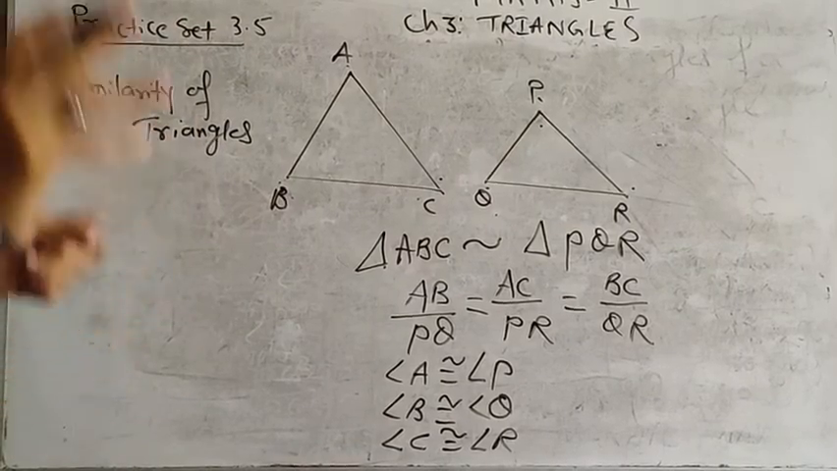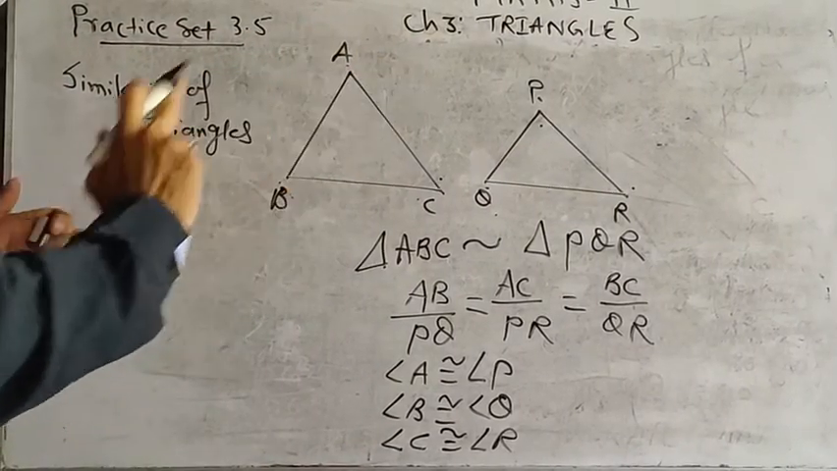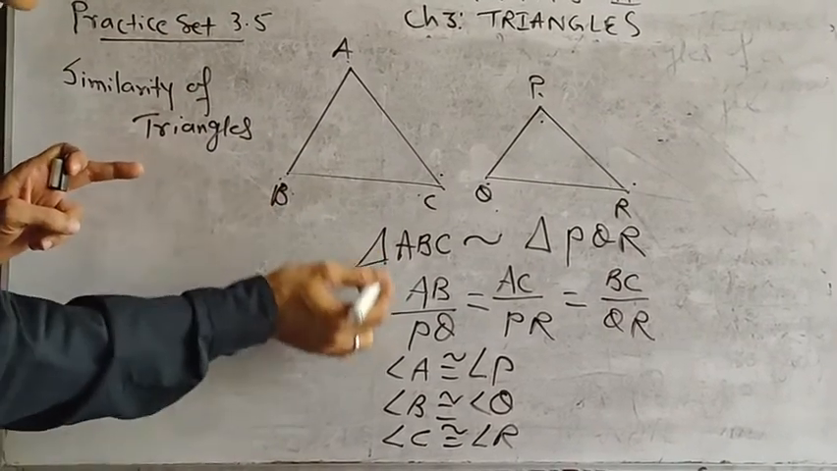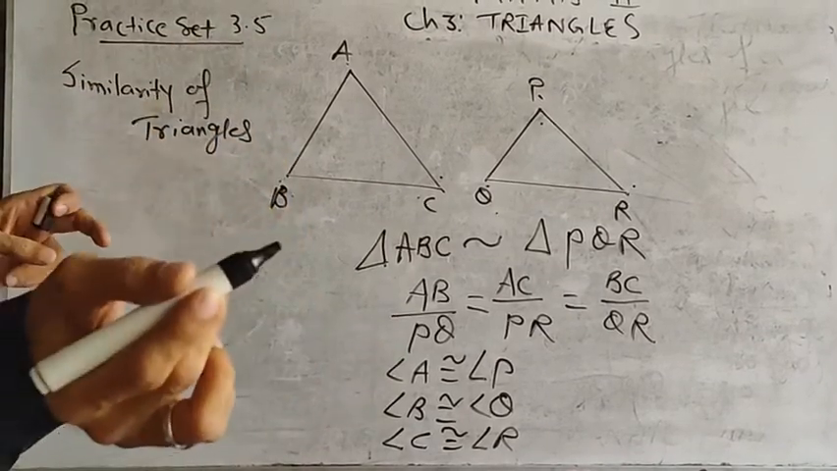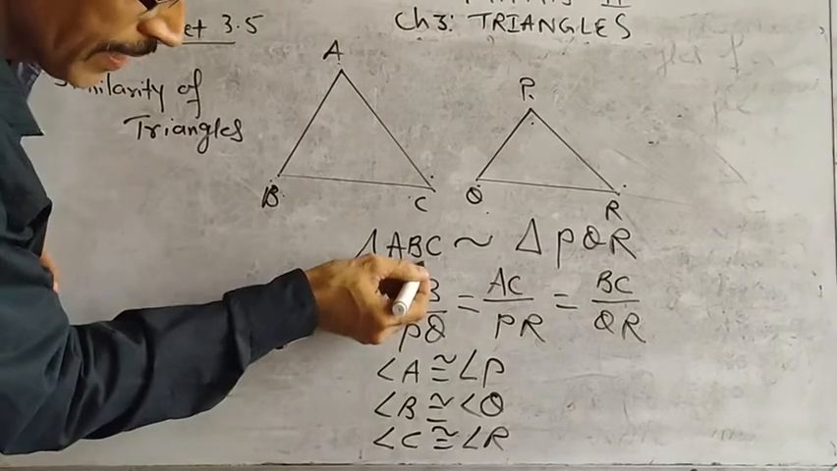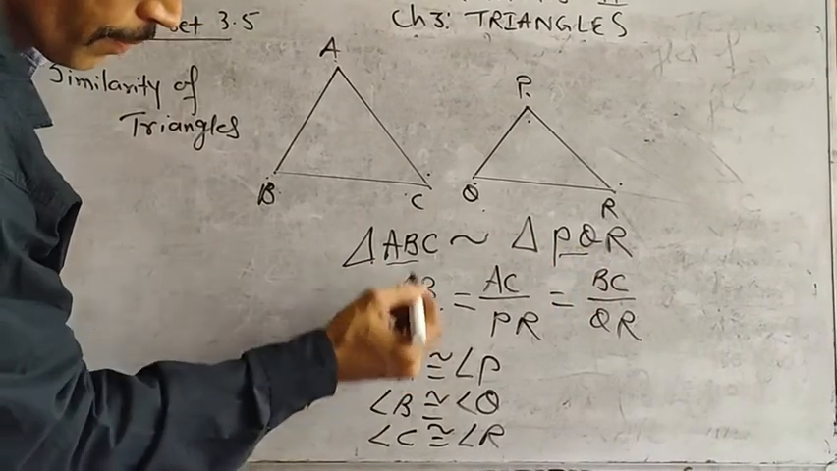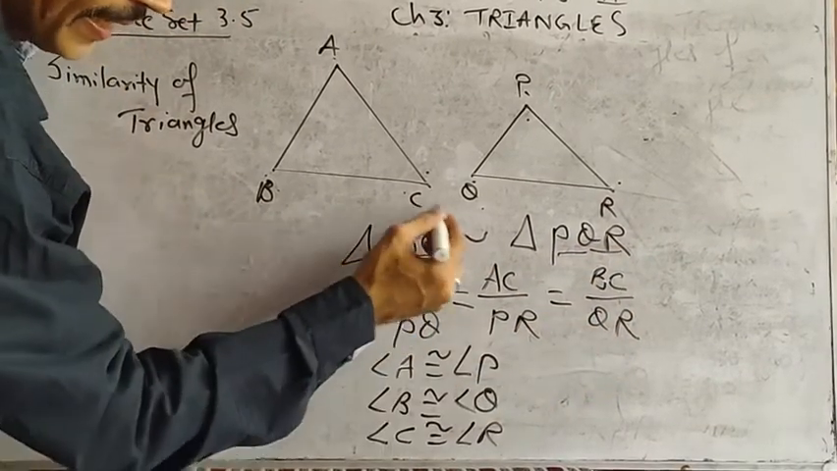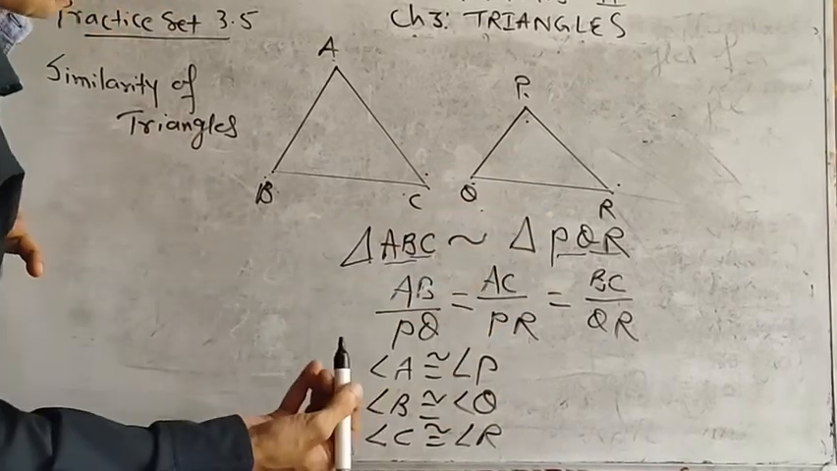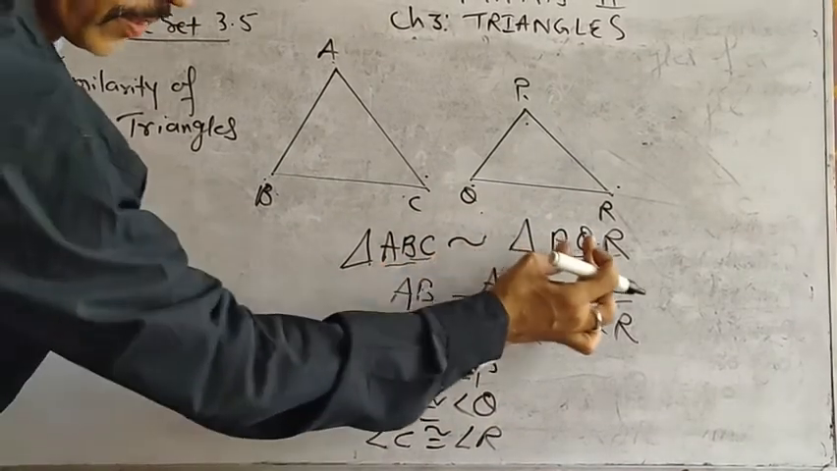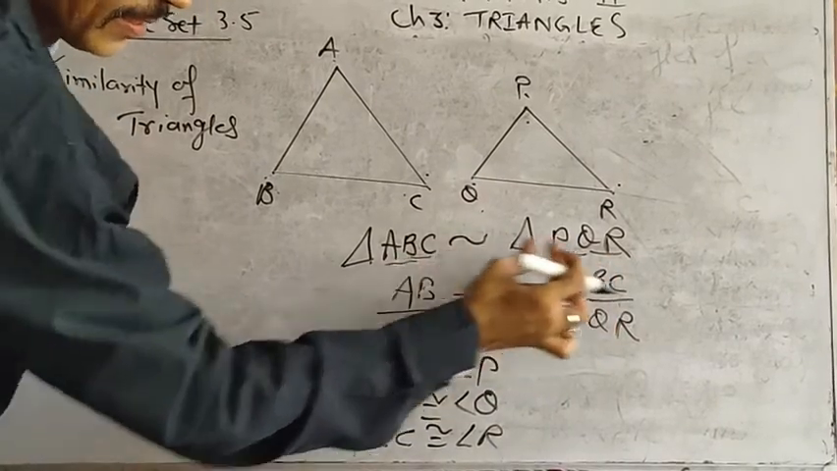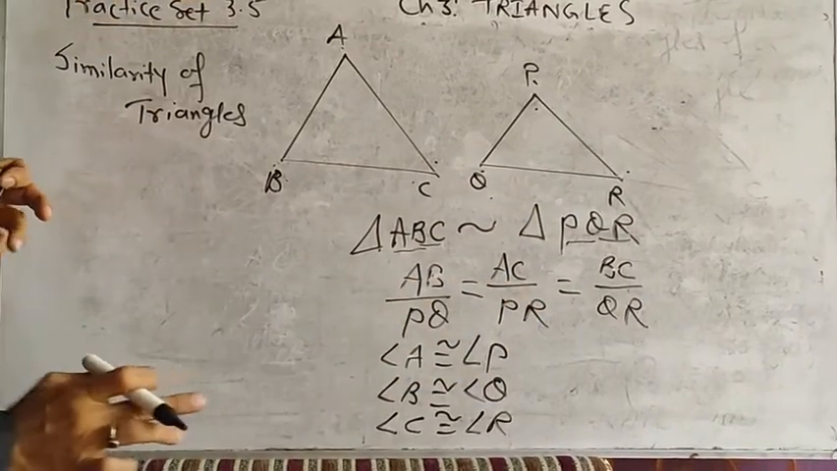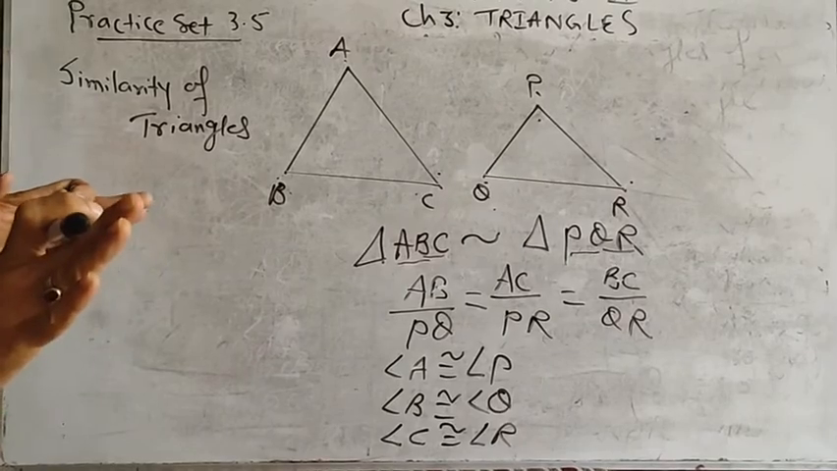So once again I am saying, in similarity two triangles will look similar. They are not congruent, but they will look similar, and sides are in proportion. How to take sides in proportion? You can take AB upon PQ, BC upon QR, and AC upon PR. Anyhow you can take it. First two, then second, third. You can see here, it is written here. Then first and last. So you can take it like this also.